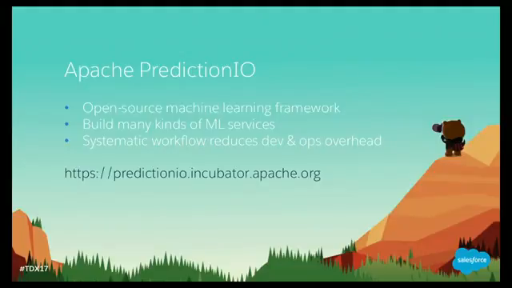And so Prediction.io itself is essentially a framework to help you write custom machine learning services. Now, of course, there are a lot of templates and guides and ways that you can leverage what other people have contributed in order to build your machine learning service. But fundamentally, Prediction.io is about building really any kind of ML service you want. So what it really provides is a systematic workflow to reduce the amount of development and operations overhead of working with machine learning.